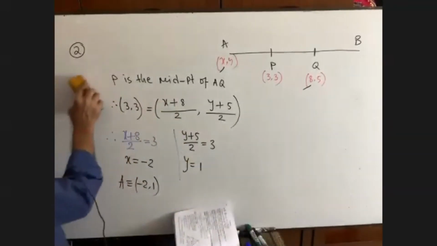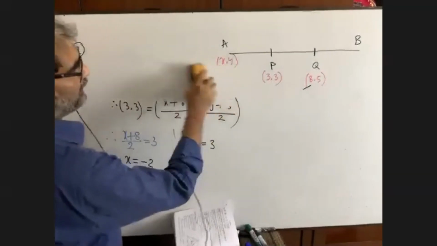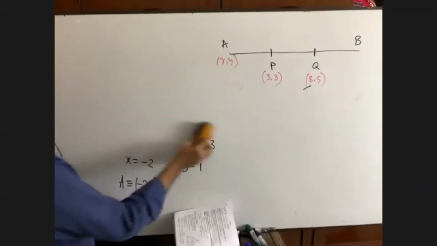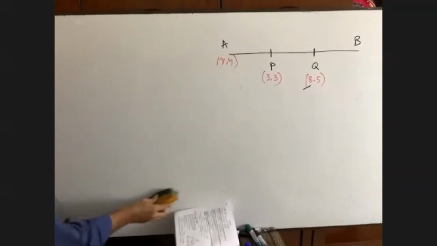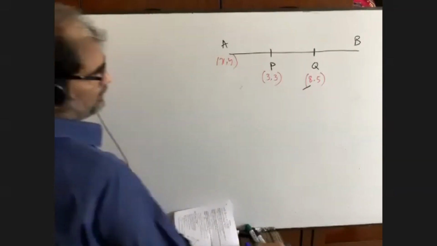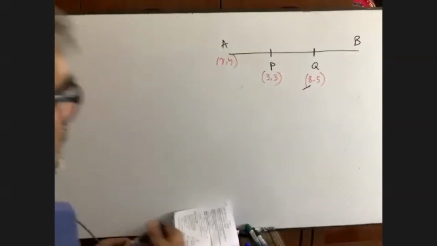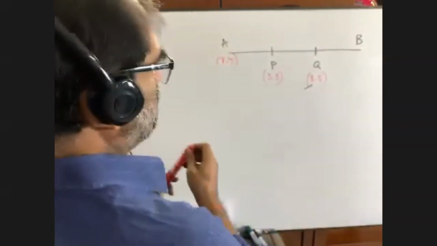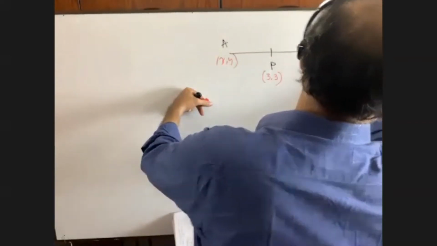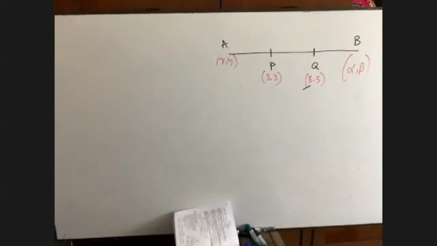Now we have to find the coordinates of B. Can you find it? The coordinates of B. Now you let it be alpha, beta. Now do it. What is to write here?